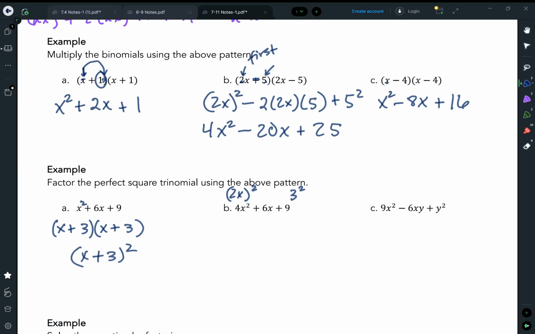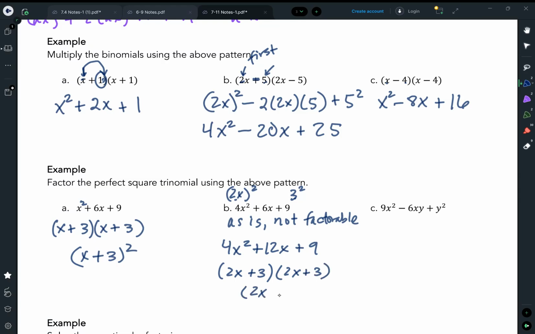So I don't know if we meant to have a mistake here, so it's not factorable, or if we meant to make this a 12 instead. So I'm just going to write as is, not factorable. And it could be by the time that you get this paper, it's been fixed. And let's rewrite it as 4x squared plus 12x plus 9. So again, because 2x times 3 is 6, but my middle term's doubled, it should be a 12x. And this one would factor to 2x plus 3 times another 2x plus 3, which is the quantity 2x plus 3 squared.